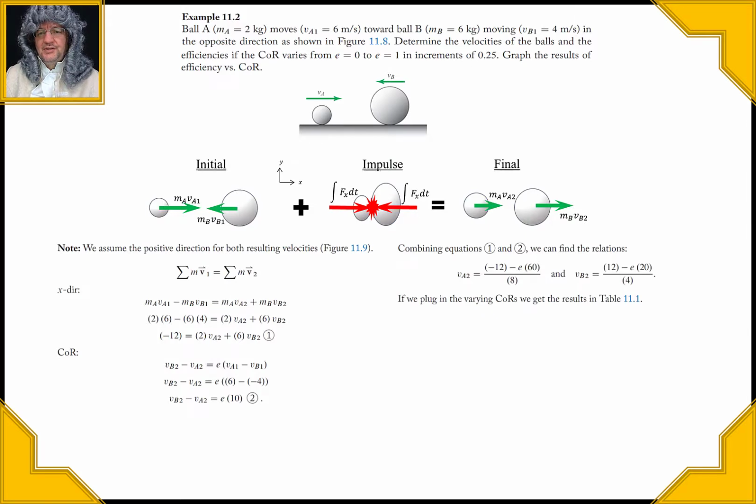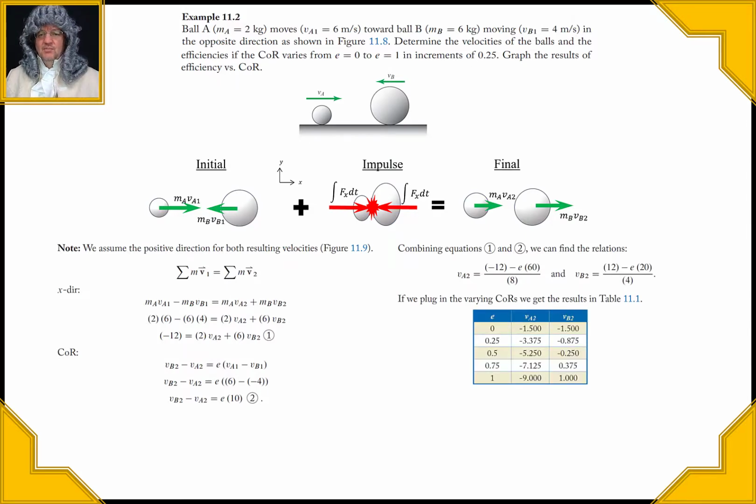And what I can do is, if I have a table of my E ranging from 0 to 1 in increments of 0.25, I can find what my velocities are going to be, right? So what's interesting here is what my results will be for each of these E's. I get negative for both VA and VB. That means they're both traveling to the left.